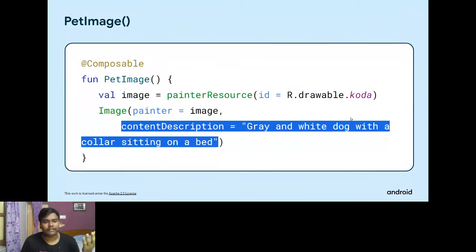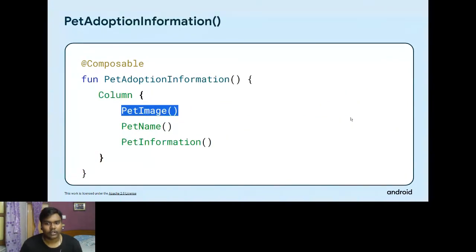So painter, what is happening here is that you can see that it is creating a window and it will be putting that image inside the window. So to put the image, you need to know what the image is. So here we are passing that image, which is actually the coda.jpg that we have downloaded externally, and is accessed using R.drawable.coda. Next, the content description is a gray white dog with a collar sitting on a bed.